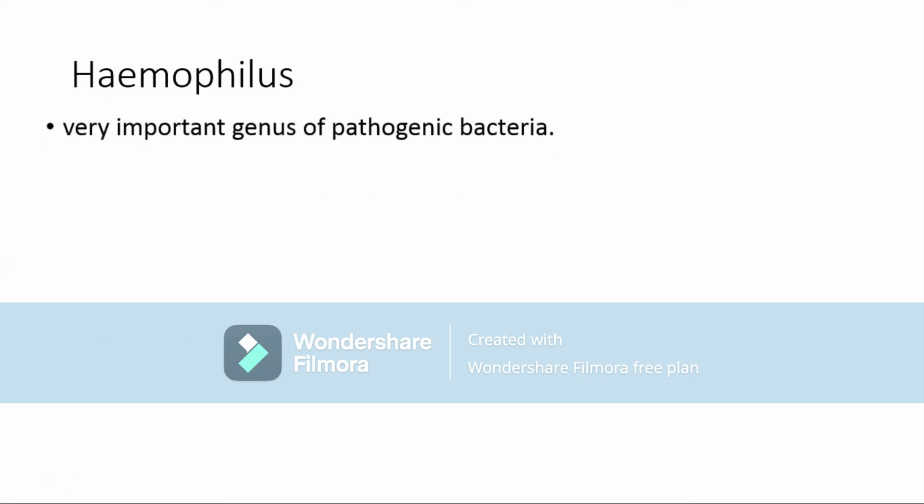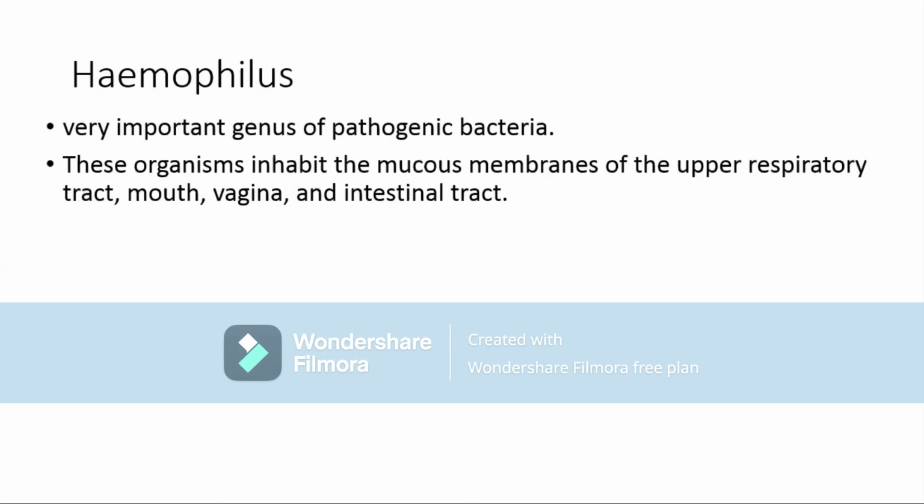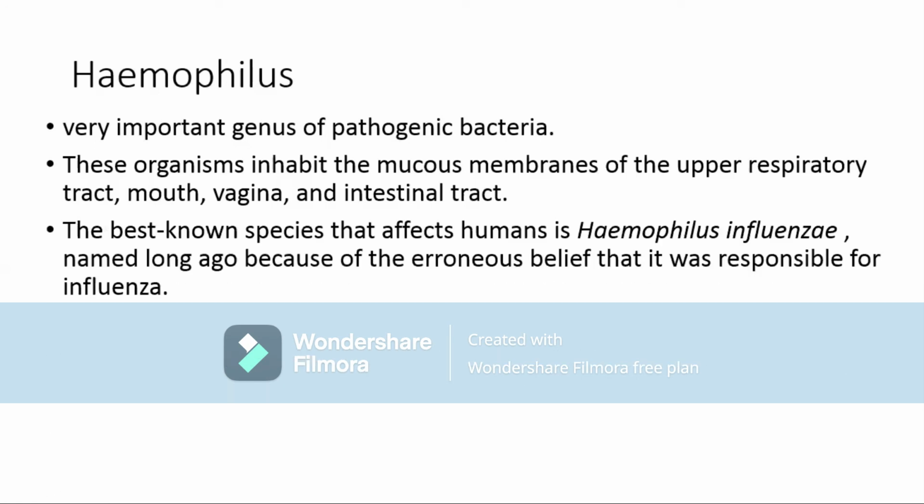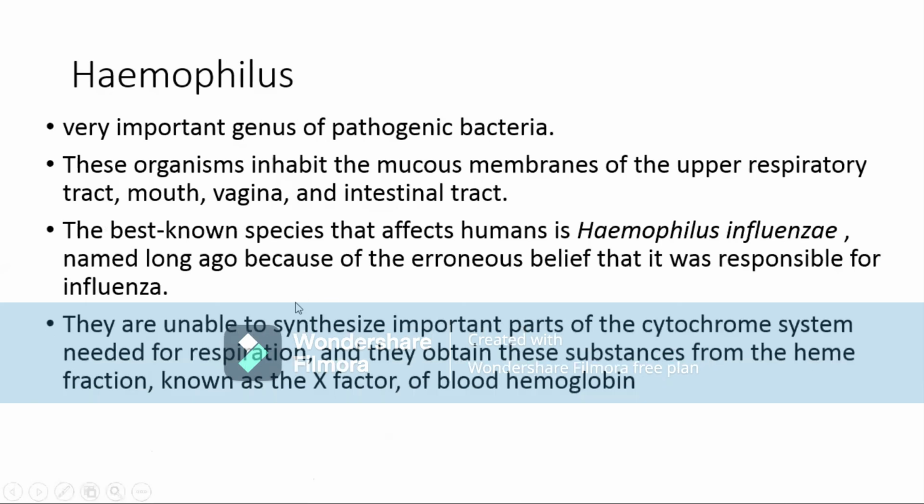Another member is Haemophilus. It's also well known, but its name is a misnomer. It's a very important genus of pathogenic bacteria, and they usually inhabit the mucous membranes of the upper respiratory tract, mouth, vagina, and intestinal tract. The best known is Haemophilus influenzae, and it was erroneously believed to be responsible for causing influenza, but generally it is not; it causes a pneumonia-type illness.